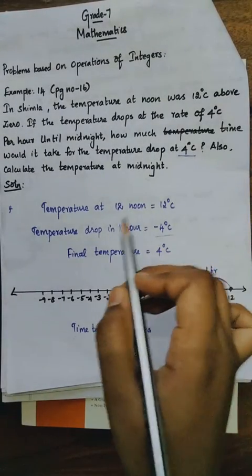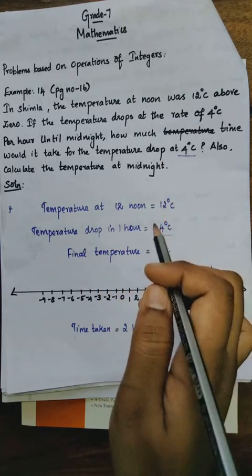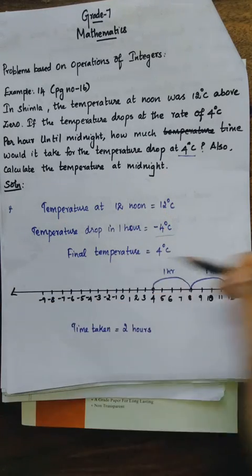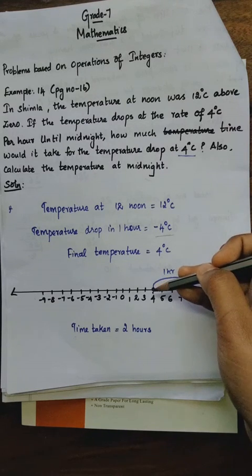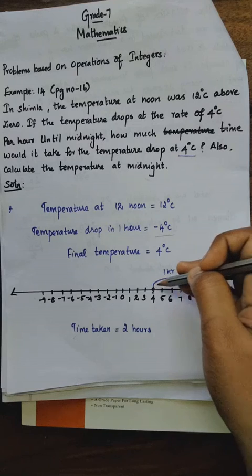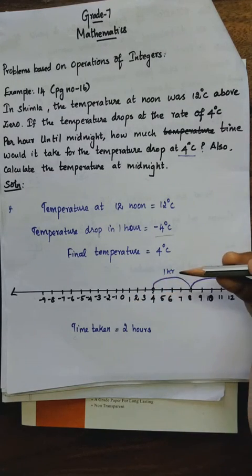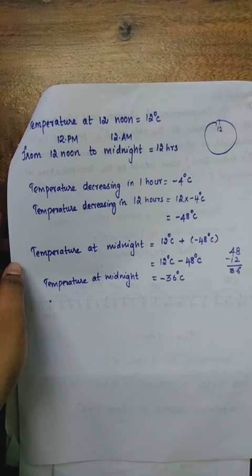Yes. First, the temperature at 12 noon is 12 degrees Celsius. Then the temperature drop in 1 hour is minus 4 degrees Celsius. Then our final temperature is 4 degrees Celsius. Then draw a number line. First mark the initial and final temperatures, that is 12 and 4. For 1 hour it decreases by 4 degrees Celsius. Still we didn't reach our final temperature. Then again decrease 4 degrees Celsius. Then we reached our final temperature. So total time taken is 1 plus 1, 2 hours. Understand? Okay, next we are going to find the temperature at midnight.